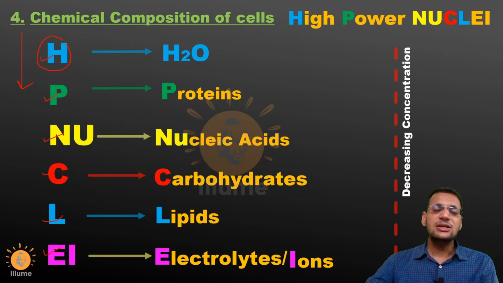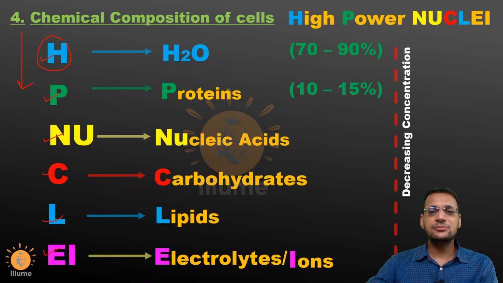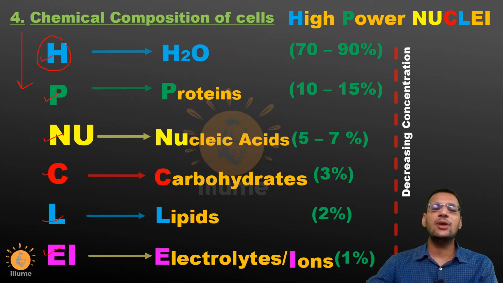Now with this, just remember the percentages also. Water constitutes around 70 to 90% of the cell, 10 to 15% proteins, 5 to 7% nucleic acids, 3% carbohydrates, 2% lipids, and around 1% electrolytes and ions. So this is the sequence in which you should remember this.